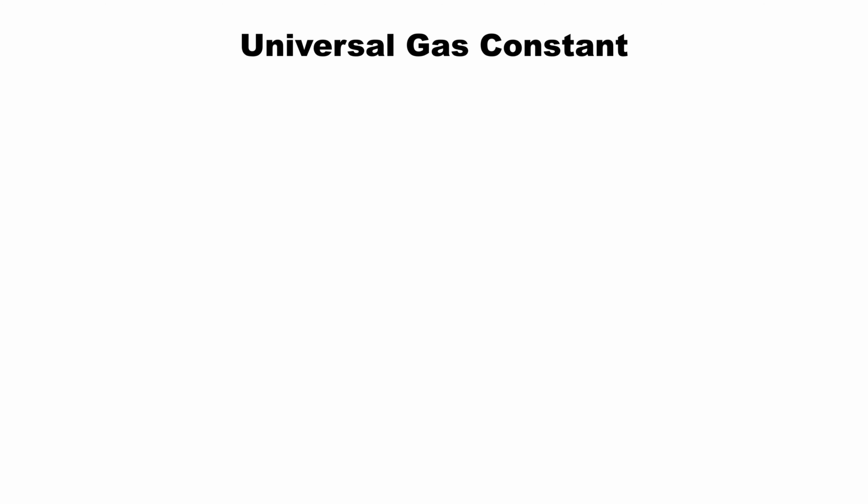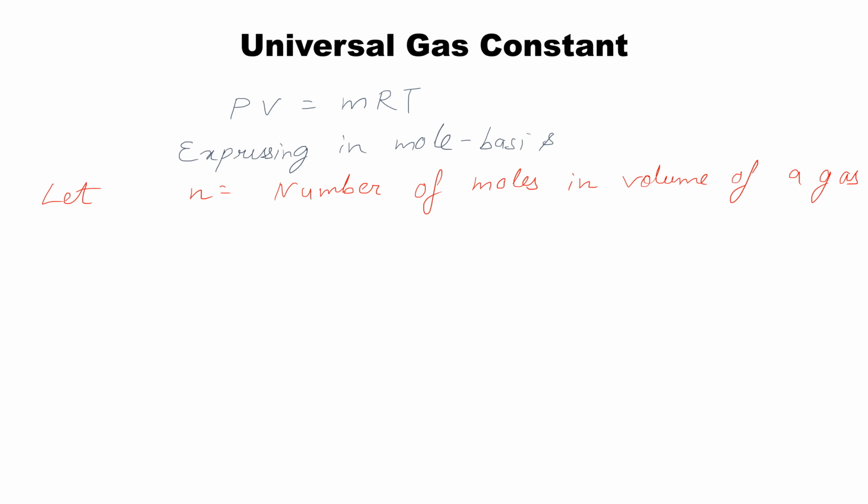Now we will talk about universal gas constant. Now we have the equation PV is equal to mRT, and we know that for making this equation universal, we have to change mass to moles. So we have to consider this on a moles basis, and we will express this on a moles basis.